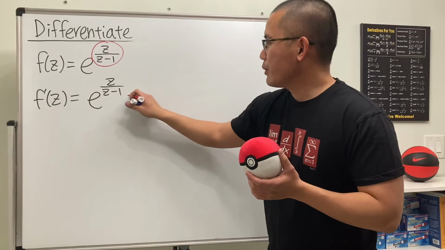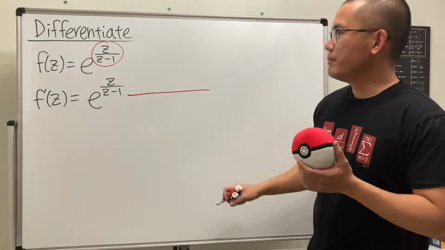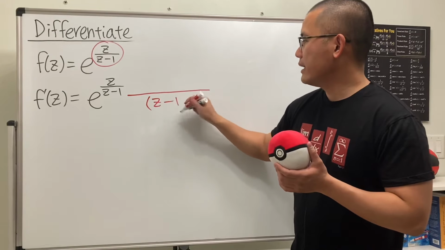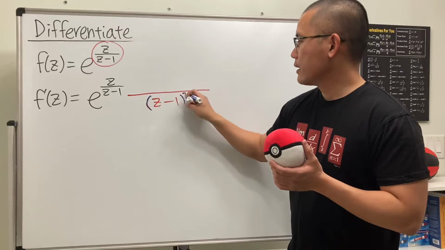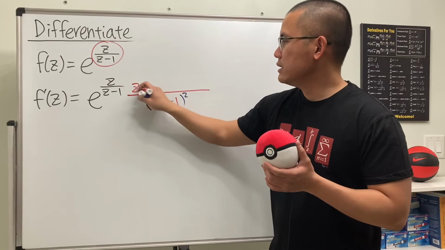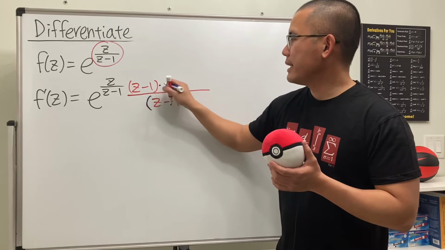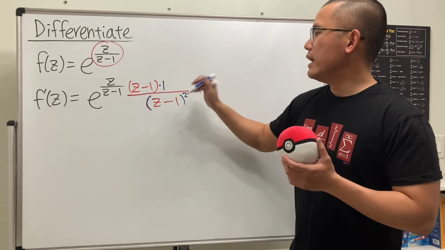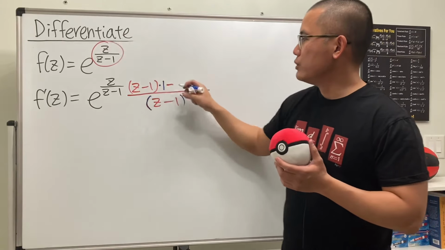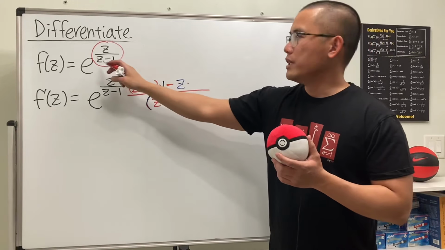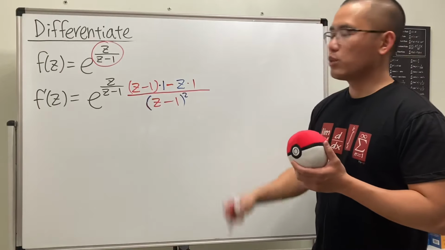Here we go. I'm going to put on the fraction bar, and then we first square the bottom. So I will have (z minus 1), and then we square that. Okay, and then for the top, remember we put on the bottom function first, which is z minus 1, and we multiply by the derivative of the top. Derivative of z is equal to 1, and then we minus the top function, which is z, and then we multiply by the derivative of the bottom. Derivative of z minus 1 is just 1, so that's what we have.